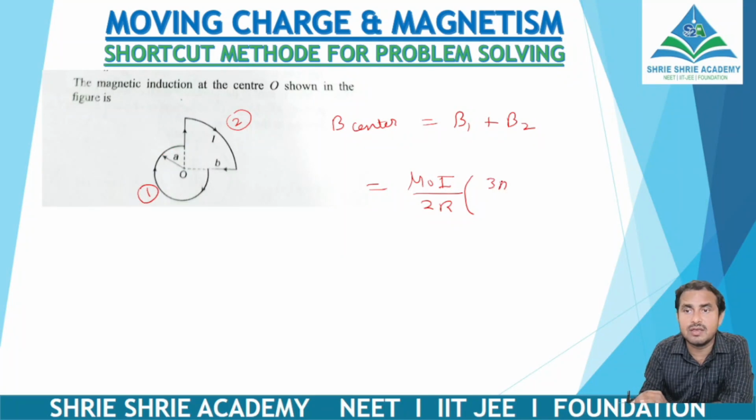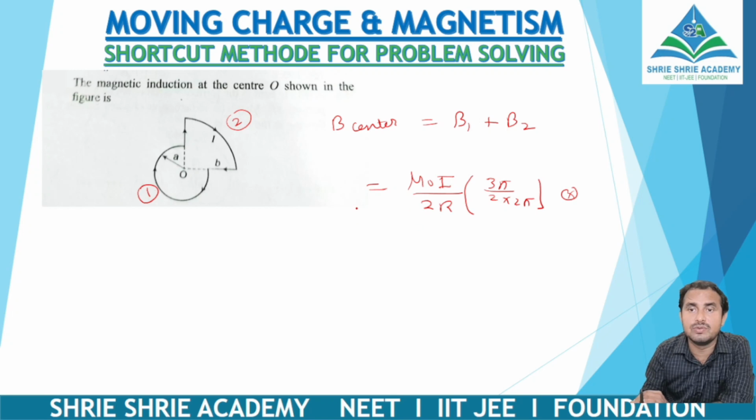So the fraction is 3 pi by 2 upon 2 pi. That is necessary, because for a complete circle it is mu naught I by 2r. If it is not a complete circle, what angle is it subtending out of 2 pi? It is subtending 3 pi by 2, so 3 pi by 2 upon 2 pi, and the current is going clockwise, which means the field is into the plane. The second part is the straight part, and it will be 0, because on the axis of a straight line the magnetic field becomes 0.